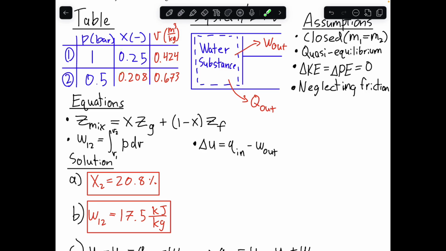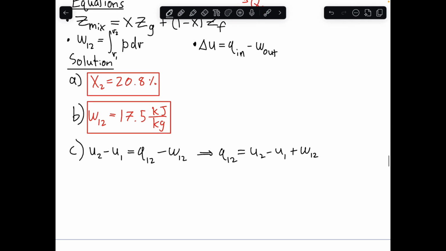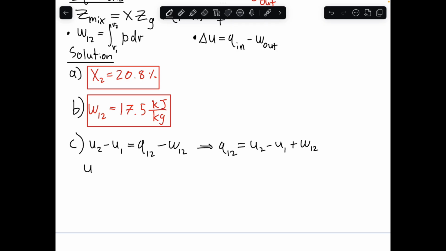So since we have the quality at states 1 and 2, we can actually use this equation that we used earlier in the problem, but instead of subbing in specific volume here, we can just sub in specific internal energy. So I'll write that equation down here. To find the specific internal energy at some mixed state, it's going to be equal to the quality times the specific internal energy at the saturated vapor phase plus 1 minus the quality times the specific internal energy at the saturated liquid phase. So we just need to get these ug and uf values in order to get the specific internal energy at states 1 and 2.